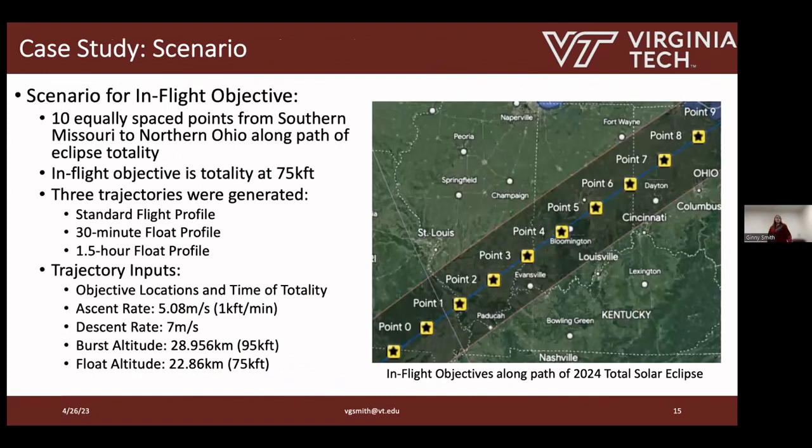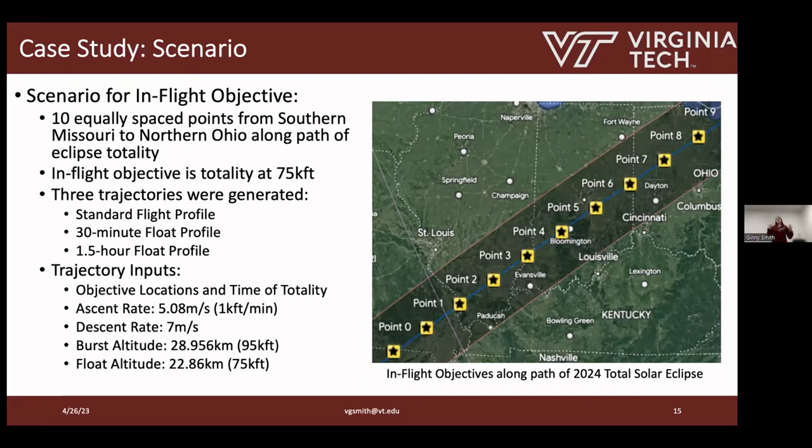So this particular case study, for the sake of starting someplace, we don't actually know where all the teams are launching from yet. So this is just a demonstration of this capability, looking at 10 equally spaced objective points from southern Missouri to northern Ohio along the path of eclipse totality in 2024. This in-flight objective here is totality at 75,000 feet. We're looking at generating 3 trajectories. One was that standard flight profile, the ascent versus descent, and then we generated 2 different float profiles. One that was 30 minutes, to just capture totality, and one that was an hour and a half.